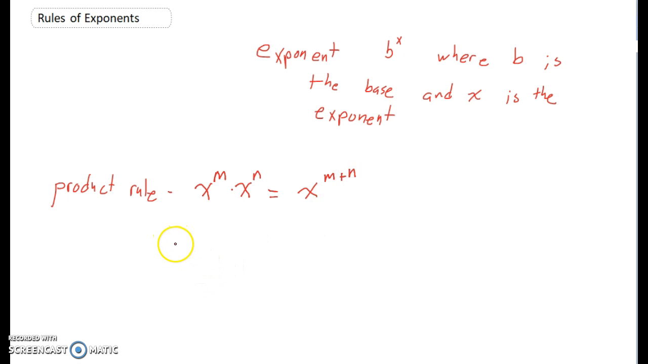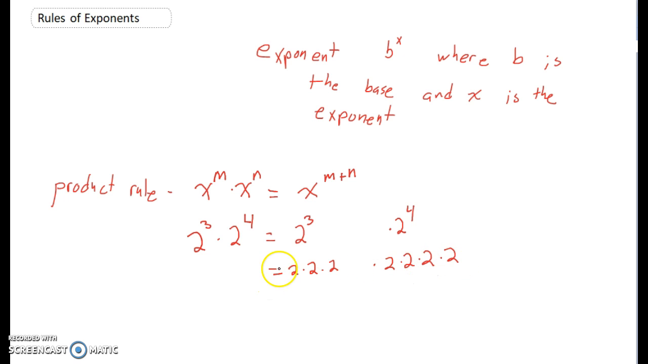And so to help us to see this rule, I'd like to do an example. Let's say we have 2 to the third times 2 to the fourth. What we see here is 2 to the third, right? That can also be written as 2 times 2 times 2, while 2 to the fourth can be written as 2 times 2 times 2 times 2.